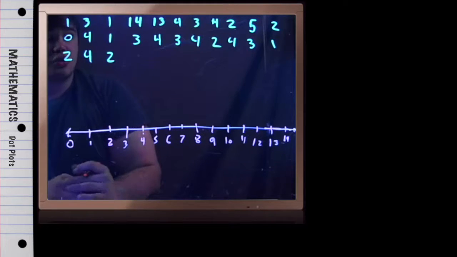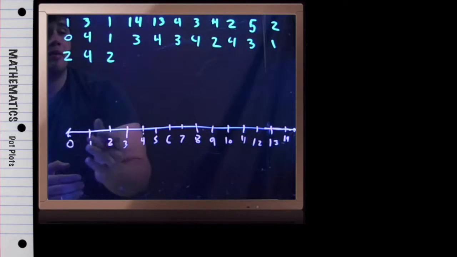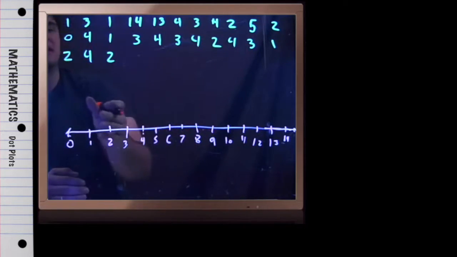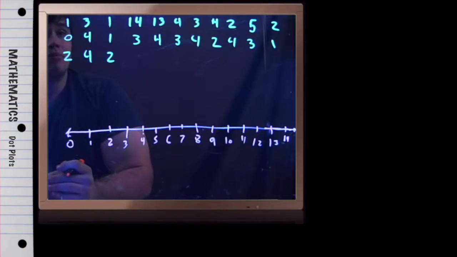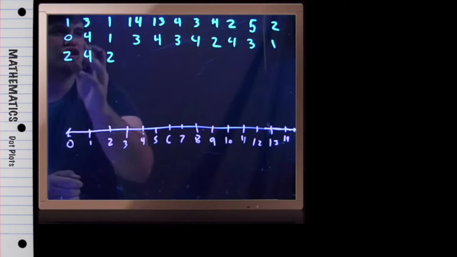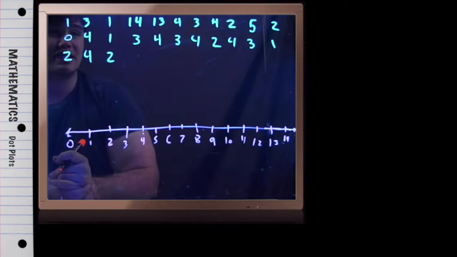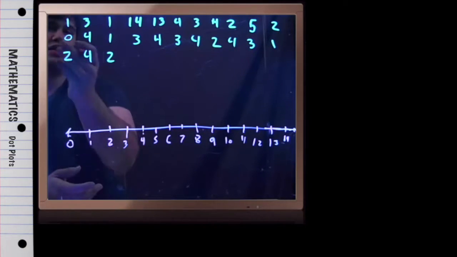So when you're making a dot plot, what you do is you come along this number line at the bottom and you put a dot above the number that you see up here in the table, and you just go until you've used every single number. So it's a pretty easy process. So we just go straight across.